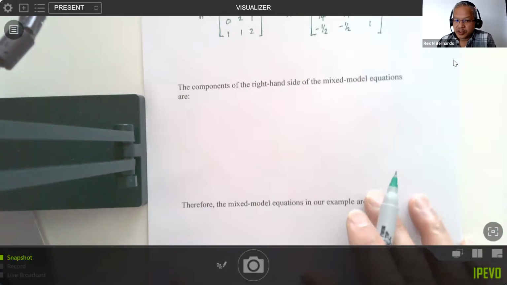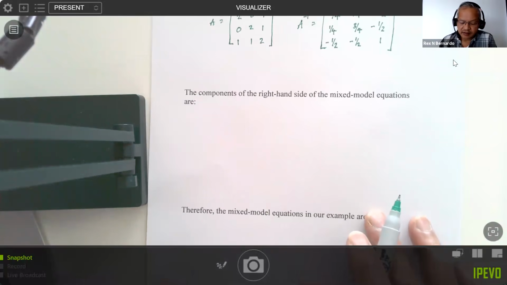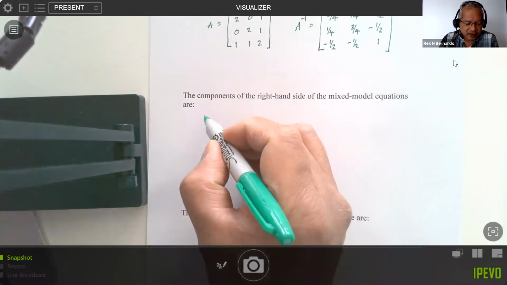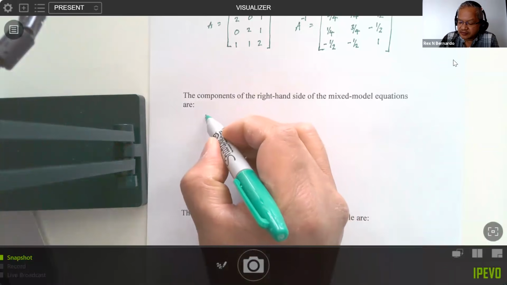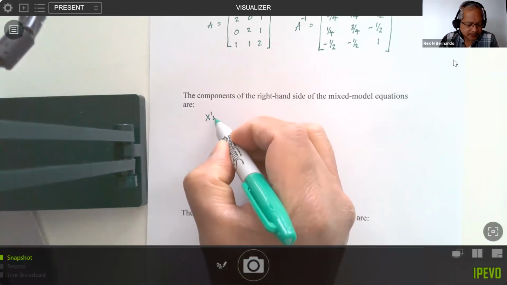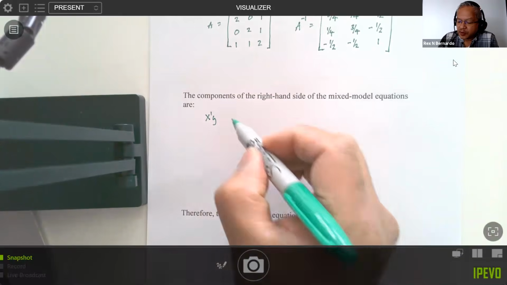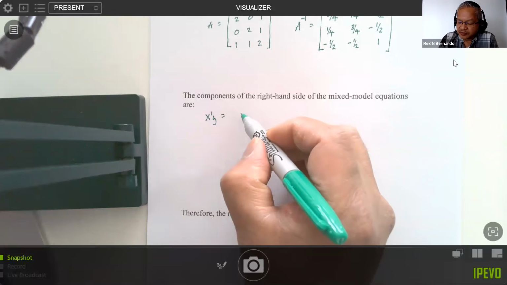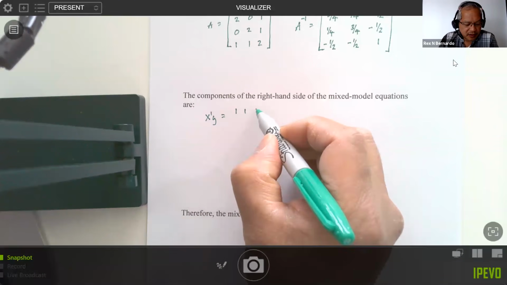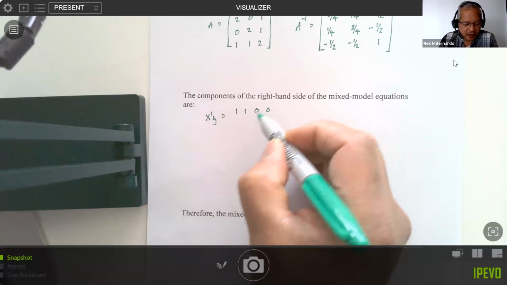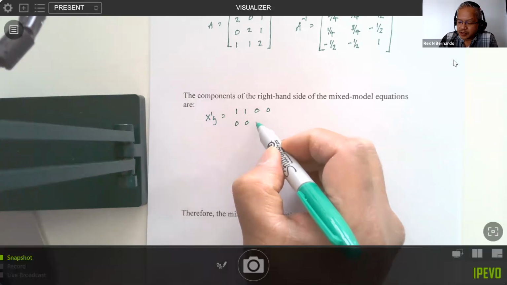So moving on, we go to the right-hand side of the mixed model equations. The right-hand side is X prime Y. And so X prime transpose is 1, 1, 0, 0, and then we have 0, 0, 1, 1.